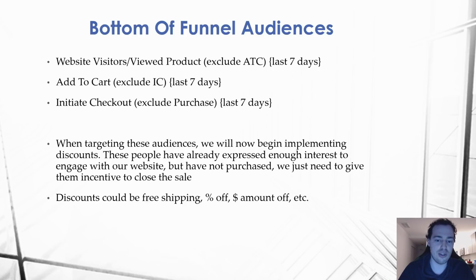So when we're targeting these audiences, we can now start implementing discounts because these people are at the bottom of the funnel. You've already expressed enough interest to engage with our website, and they've clicked on our ads, and they've performed some sort of action on our website, but they haven't purchased yet. So at this point, we want to try and give them an incentive to close the sale. So discounts could be free shipping, a certain percentage off the order, or a certain dollar amount off, etc. And you can reference back to the copy section earlier in the video for how to implement this. It's really simple. It's not something you need to overcomplicate.